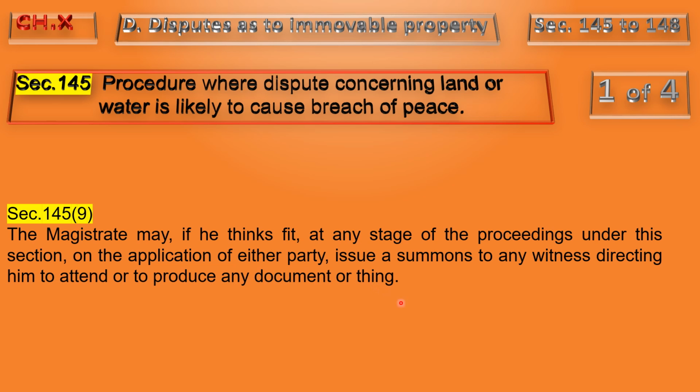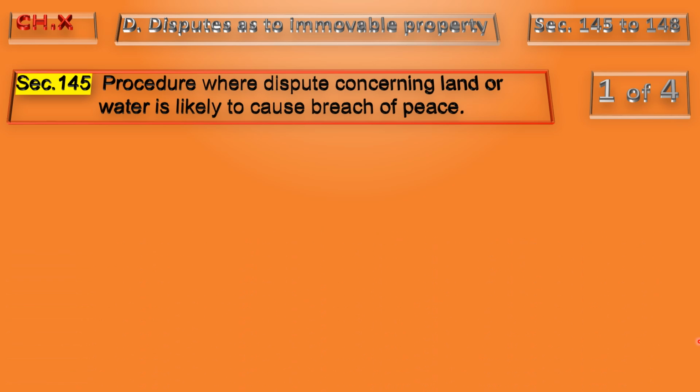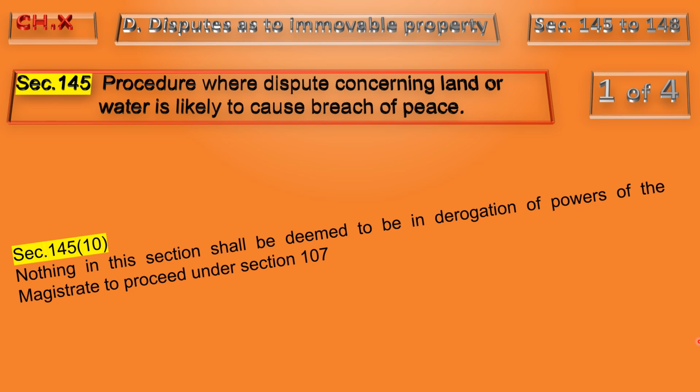Nothing to explain much in it. The magistrate may at any stage, either on the application of the party or on its own, summon any witness. And he may ask him to even produce a thing or a document. Anyway, last point, subsection 10 of section 145. It says nothing in this section shall be deemed to be in derogation of power of the magistrate to proceed under section 107. Now it says that this section 145 will not limit the power of a magistrate which is given under section 107. Now section 107 is a power of an executive magistrate to seek a bond for keeping peace.